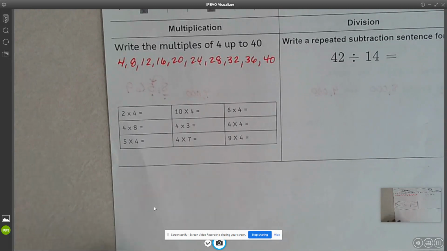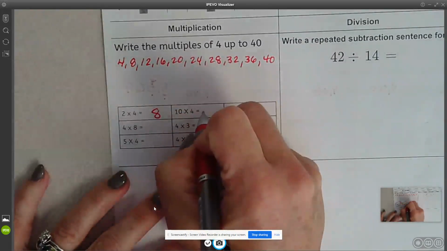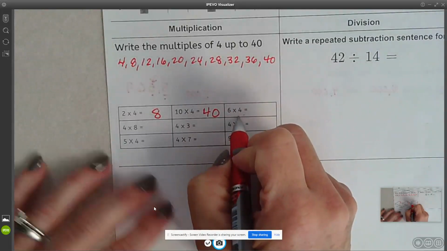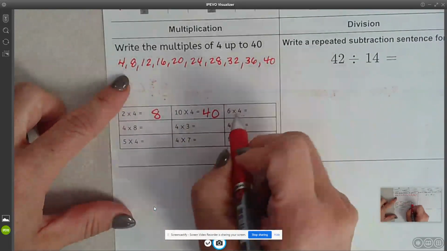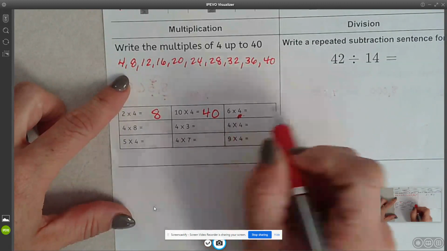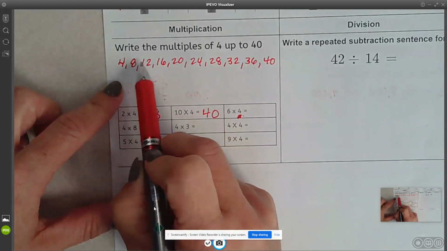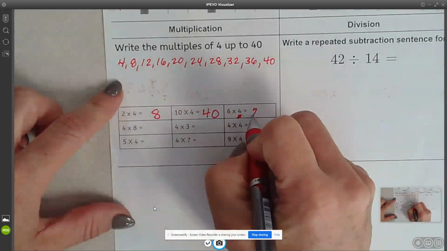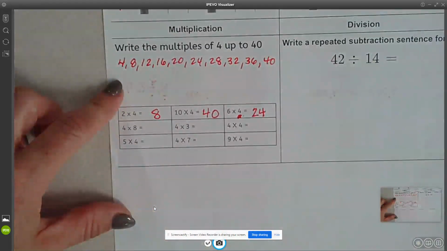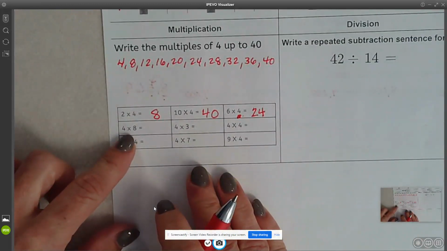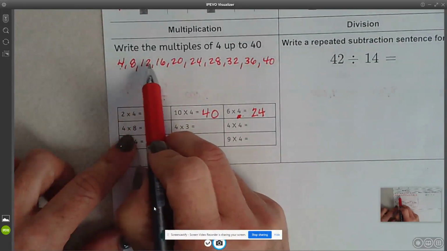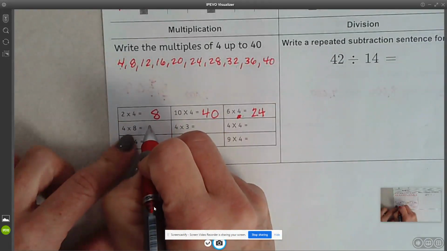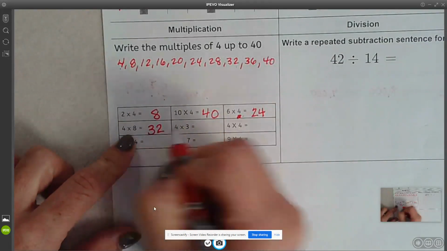So anyways, 2 times 4 is 8. 10 times 4 is 40. 6 times 4. Let's say that I'm stuck. This is where I'm going to use these multiples. I've got my multiples of 4, so I'm going to count 6. 1, 2, 3, 4, 5, 6. And you can see the sixth multiple of 4 is 24. Let's try it for 4 times 8. 1, 2, 3, 4, 5, 6, 7, 8. So the eighth multiple of 4 is 32.